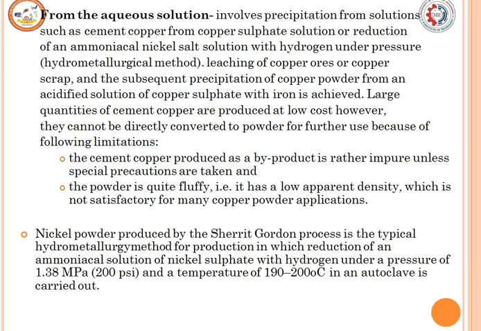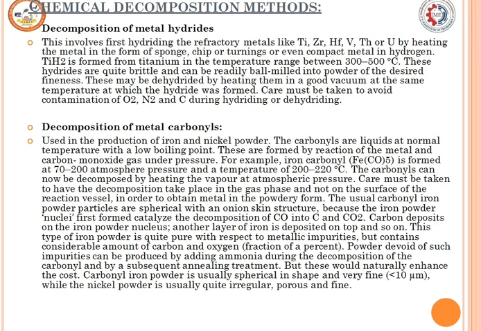What are the limitations of the above processes? The cement copper byproduct is rather impure unless specific precautions are taken. The powder is quite fluffy, meaning it has low apparent density, which is not satisfactory for many copper powder applications. Nickel powder produced by the Sherritt-Gordon process is a typical hydrometallurgical method, in which an ammoniacal solution of nickel sulfate is reduced with hydrogen under a pressure of 1.38 MPa or 200 psi at a temperature of 190 to 200 degrees centigrade in an autoclave.